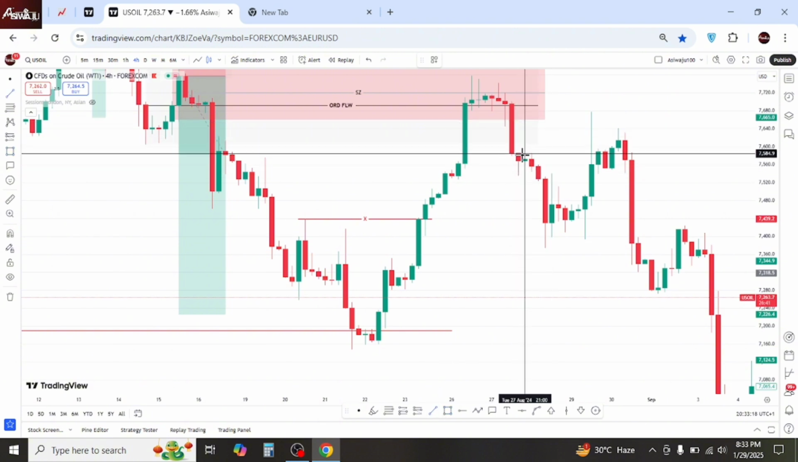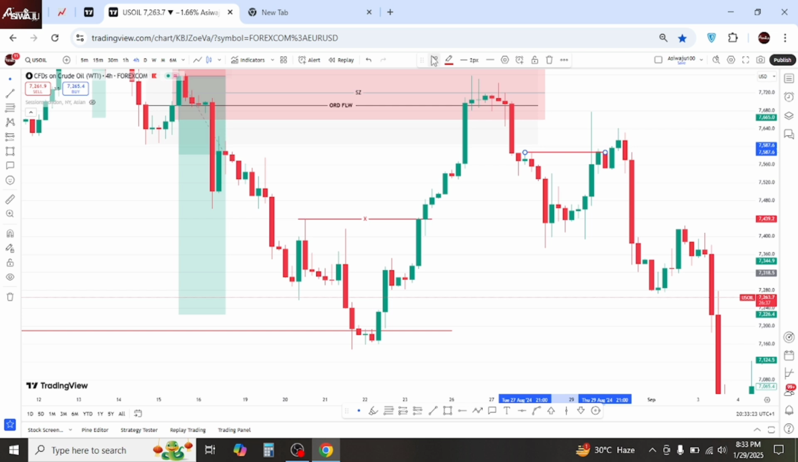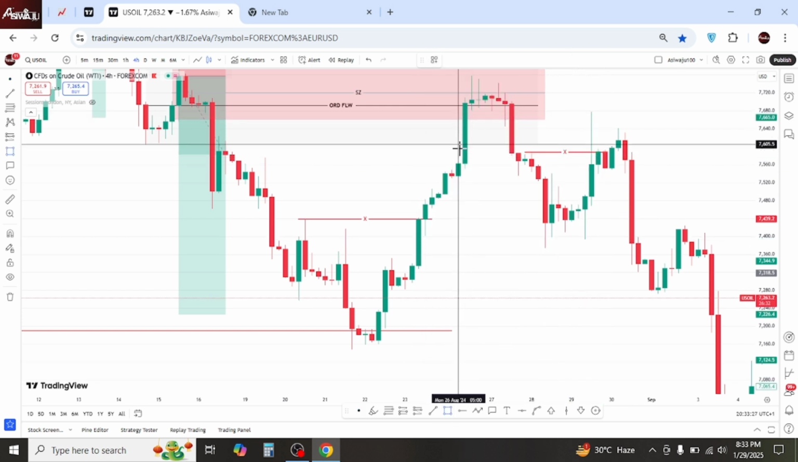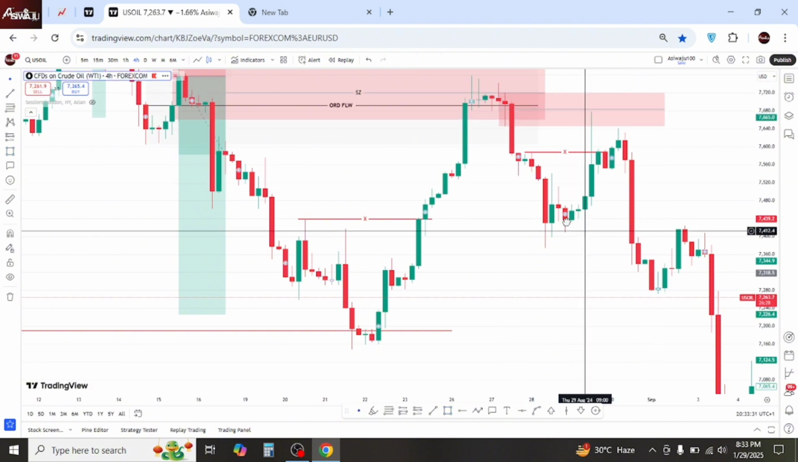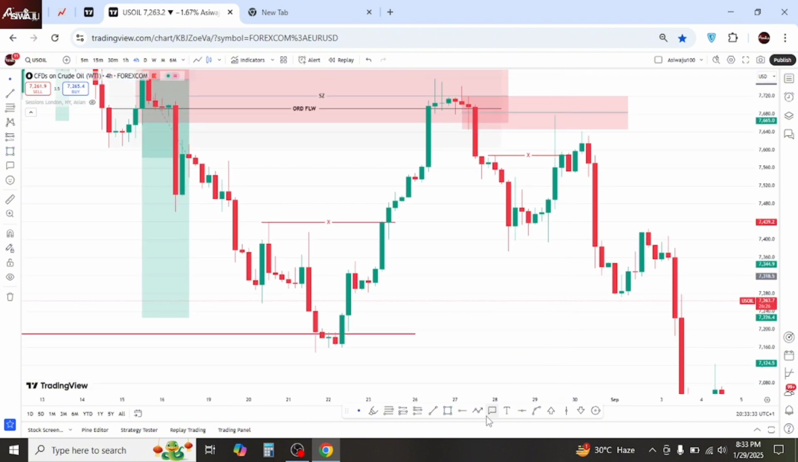I think we have a little pullback at this point. So price already grabbed liquidity from this point. Immediately price grabbed liquidity from this point, mitigated this order flow, and mitigated this supply level here. And what happened? Price went down, and price doesn't even need to grab liquidity or inducement anymore.